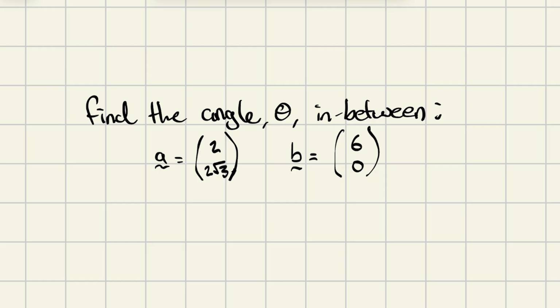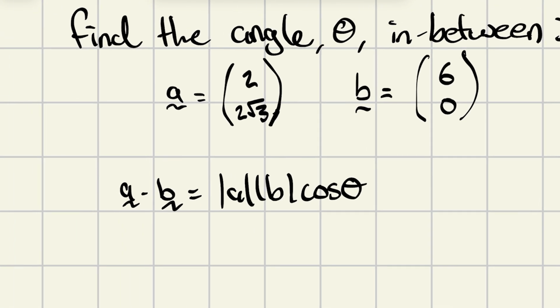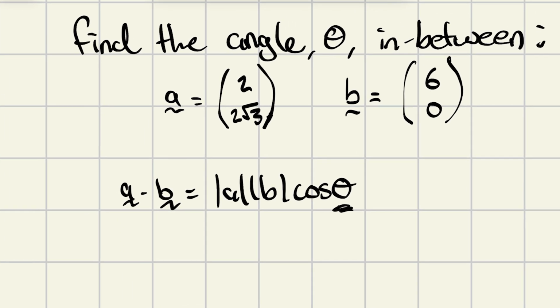Another very common question would be to find the angle in between two vectors. For example, the vector A, (2, 2 root 3), and B, (6, 0). What formula do I know that has a theta in it? That would be this dot product formula, which is the dot product between A and B equals the magnitude of A, the magnitude of B, times cos theta. Now we have to find this cos theta, which means we need everything else. We can easily find the magnitudes because we have the vectors, but what is the dot product? Well, that's when we can use the second formula where we multiply the components together to get the dot product.